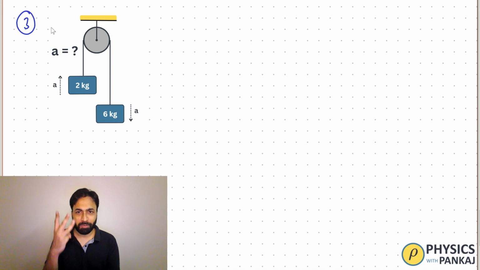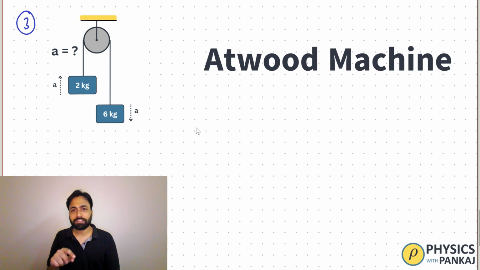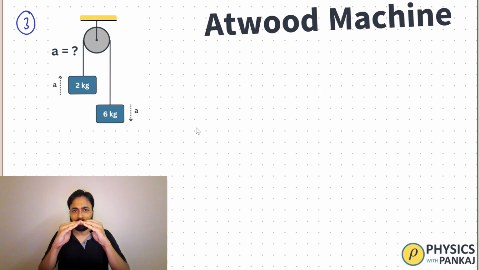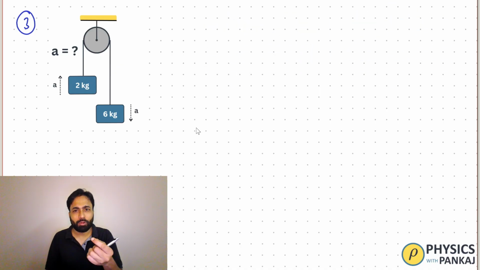Let's look at the third problem now. The figure shows an Atwood machine. It shows two blocks connected by a string that goes over a pulley. The constraint in this problem is kind of similar to the ones that we have seen before. If the 6 kg block were to go down by a certain distance, the 2 kg block would be forced to go up by the same distance, meaning the acceleration of the two blocks would be same in magnitude but opposite in direction.